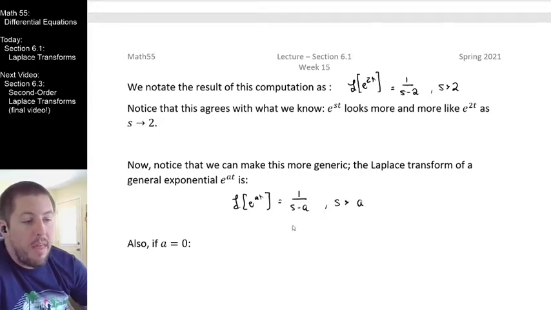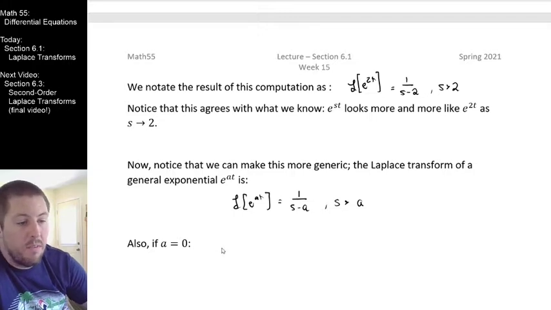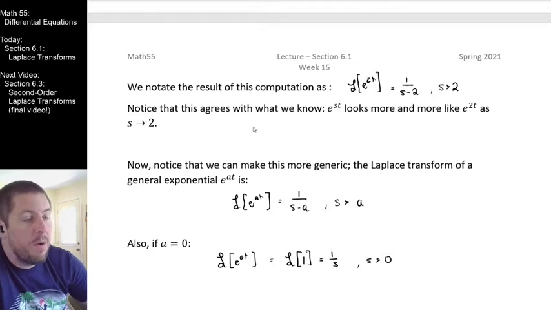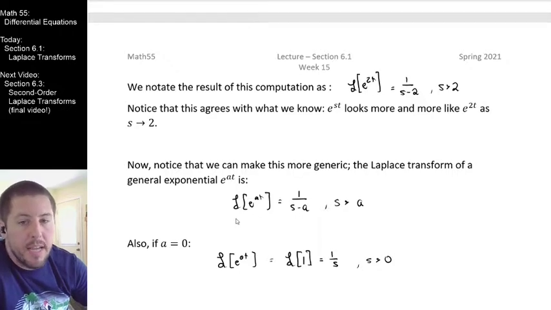And even more so than that, you should notice the very special case of when a is 0. The Laplace transform of e to the 0t is really just the same thing as the Laplace transform of 1. And when I plug in 0 for a here, it should just be giving us 1 over s whenever s is greater than 0. So I am going to go ahead and mark these off as being special right here. One of the things that we're going to want to do over the course of this section and the next section is identify all of the Laplace transforms that we know.